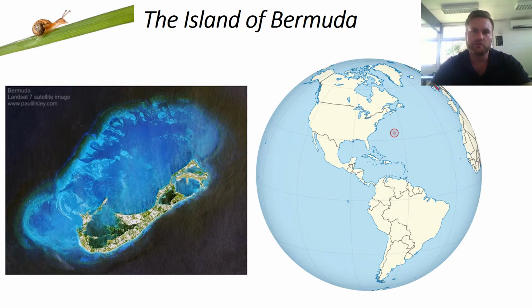So remember, evolution quite often happens over millions of years. So we've got instances here of evolution happening over 300,000 years. The island of Bermuda is located off the coast of USA in the Atlantic Ocean, and it's basically a volcano that's sunk with a large lagoon and a smaller island attached to it.